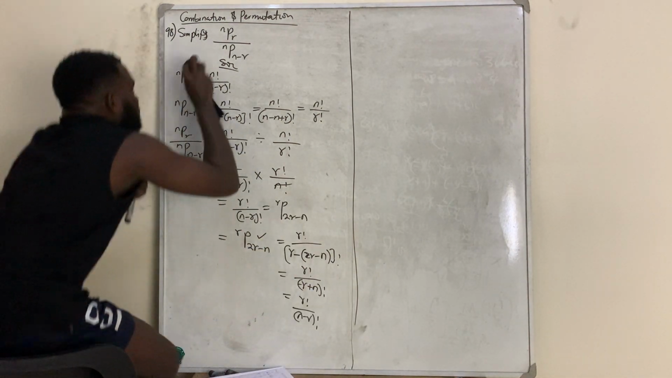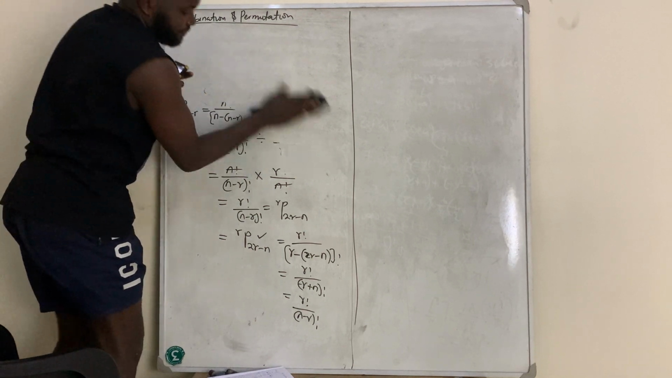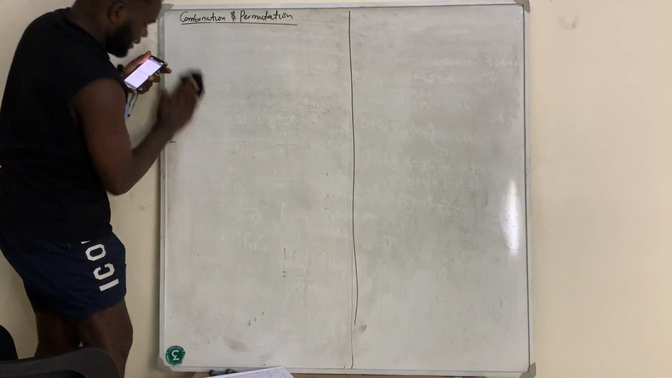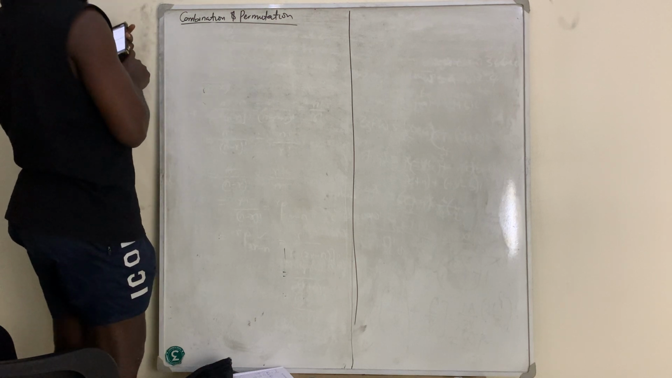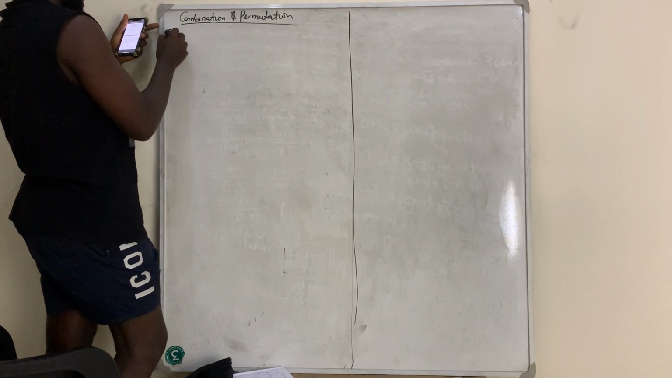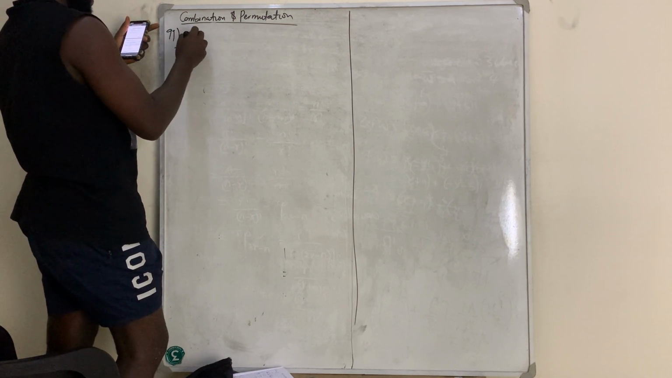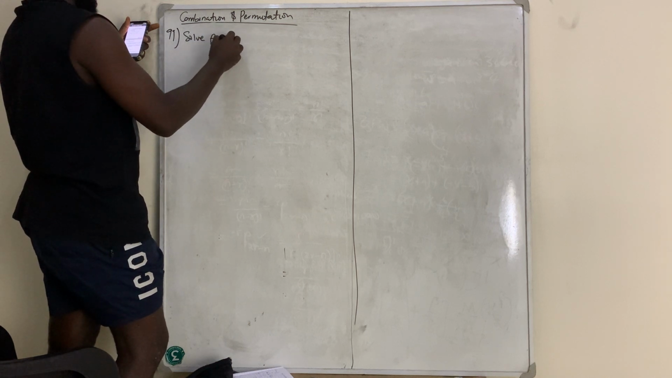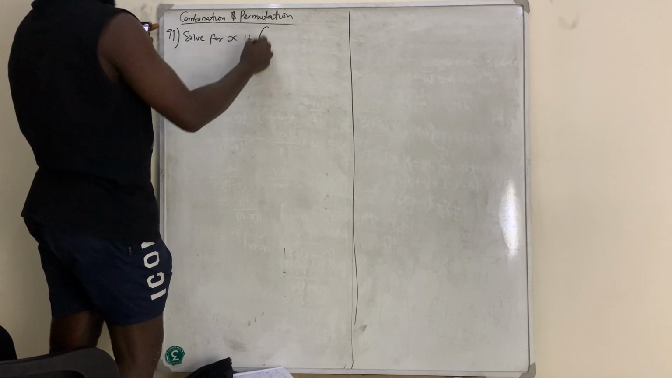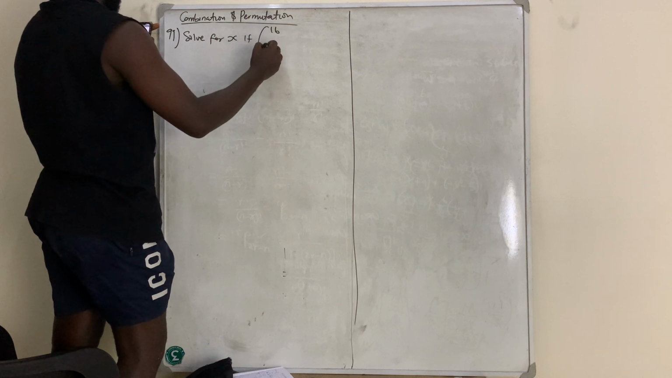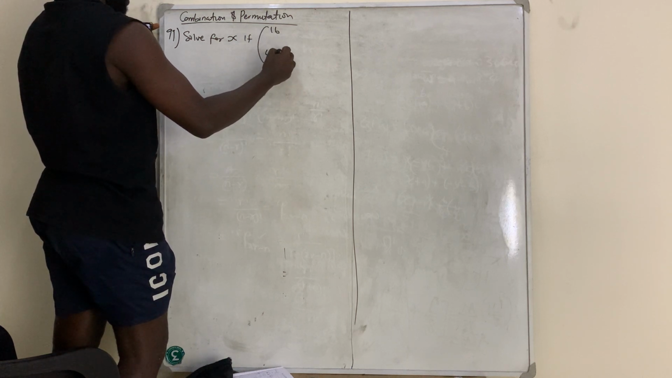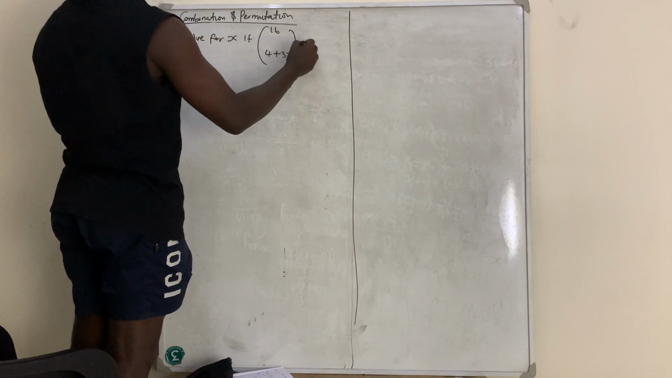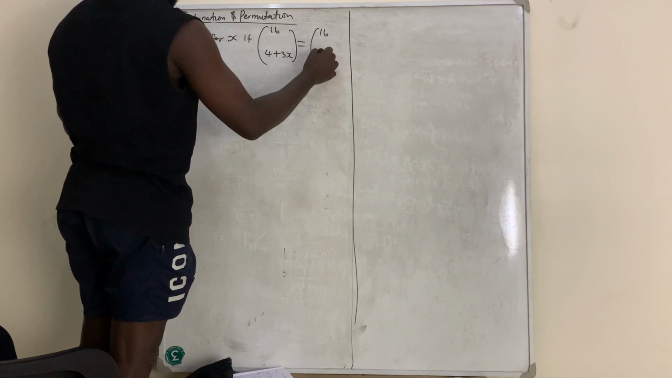So we'll go to the next question, which is question number 99. Question number 99, and it said we should solve for x if 16 combination 4 plus 3x is equal to 16 combination x.